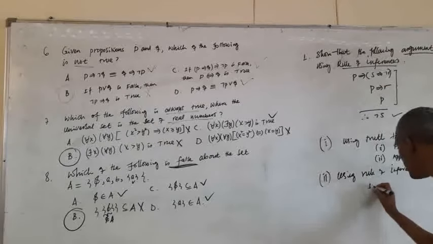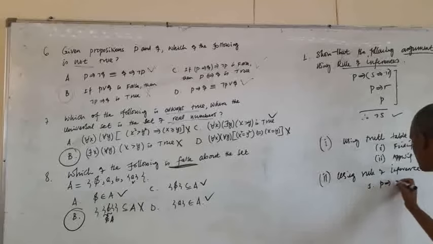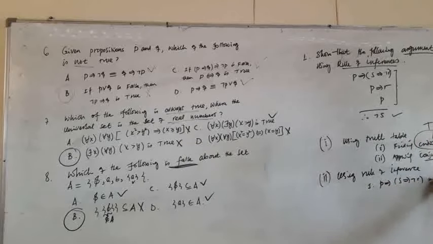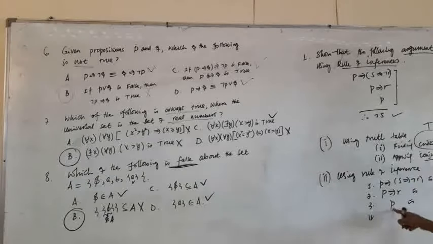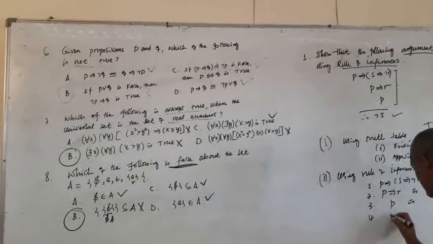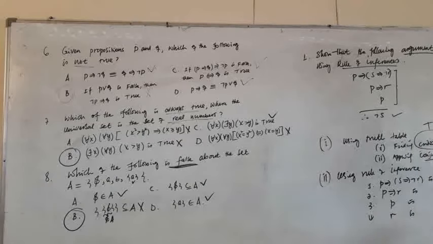Therefore, we take all the premises as true. One: P implies (S implies negation of R) is a true statement because it's a premise. Two: P implies R is true because it's also a premise. Three: P is true because it's a premise. And the fourth one: if P is true and P implies R is true, then what about R? R is a true statement. R is true by 2 and 3, by modus ponens.